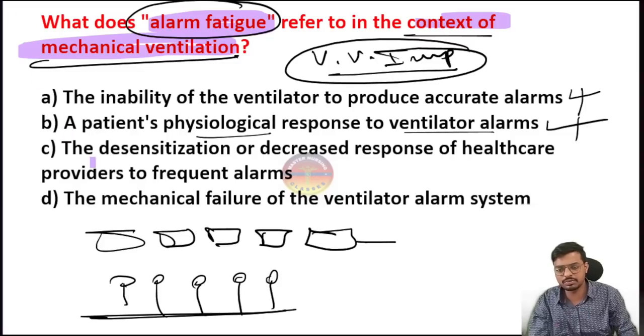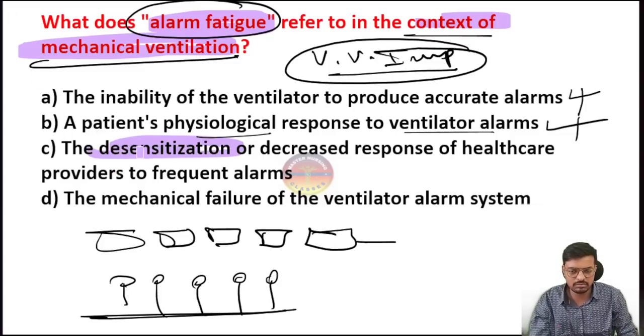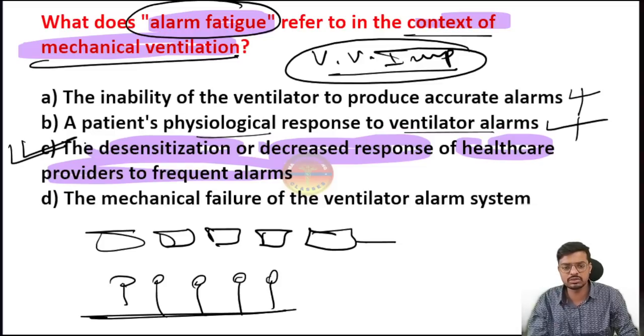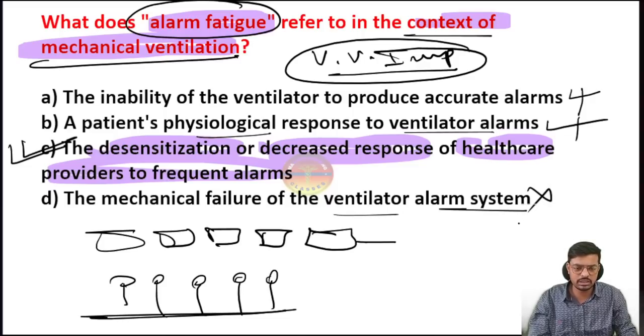Then we come to option C. Desensitization means the sensitivity got lost, or decreased response by the healthcare provider to frequent alarms. So this is what you call alarm fatigue. It's very important, kids. Then option D is a mechanical failure of the ventilator alarm system. So option D is also not the correct answer. Option C is the perfect answer here. So that is what you call alarm fatigue during mechanical ventilation.